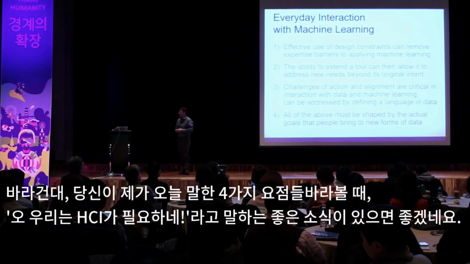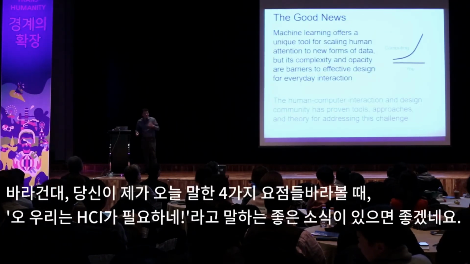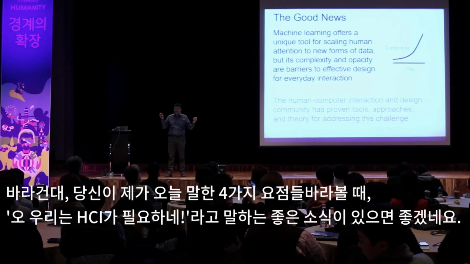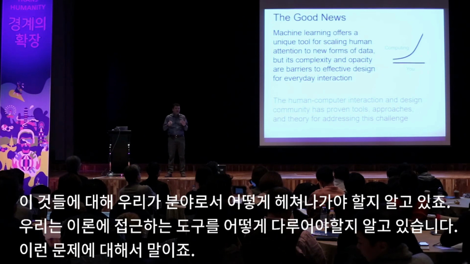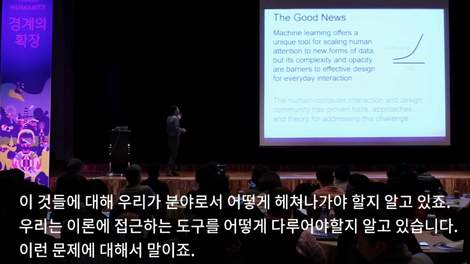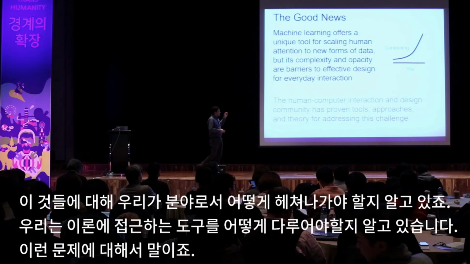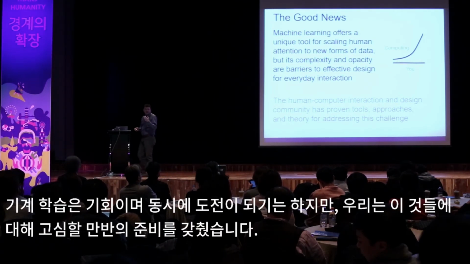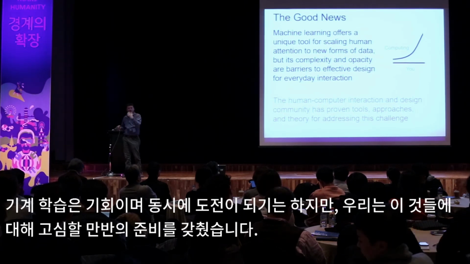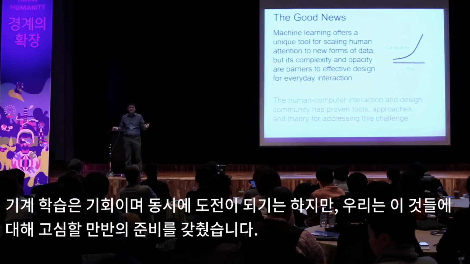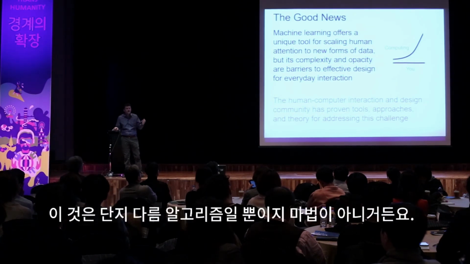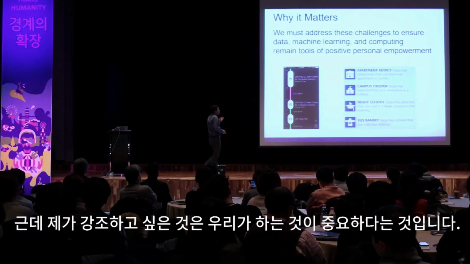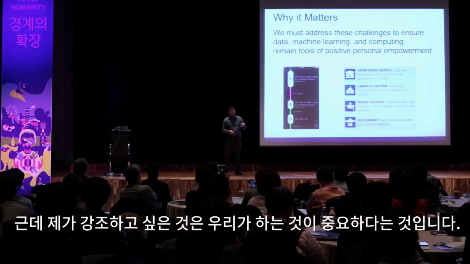Okay, so the good news, hopefully, is that when you see those 4 takeaways, it sounds like, well, we need HCI. These are the kinds of things that we know how to do as a field. We know how to think about the tools, the approaches, the theory for these kinds of questions. Machine learning is this opportunity, this challenge, but we're actually really well equipped to address it. It's just another algorithm, it's not magic. But what I want to emphasize is that it's important that we do.